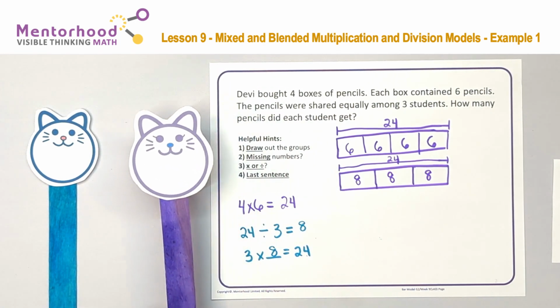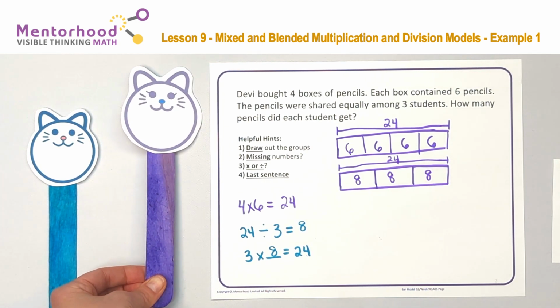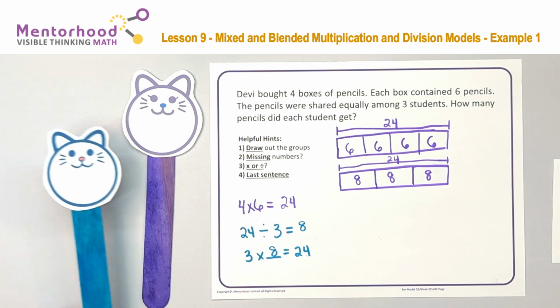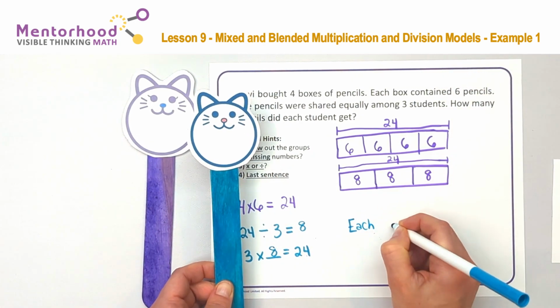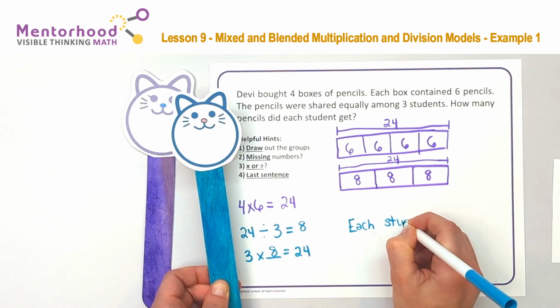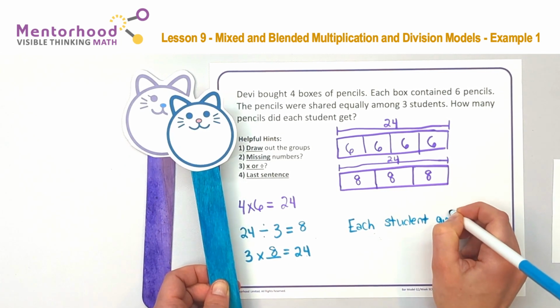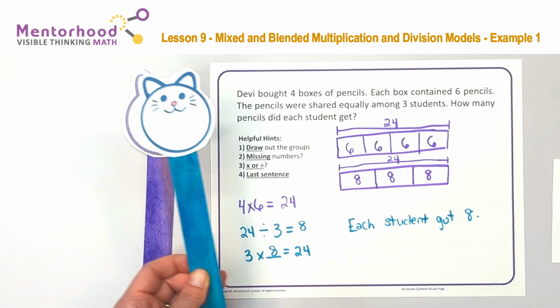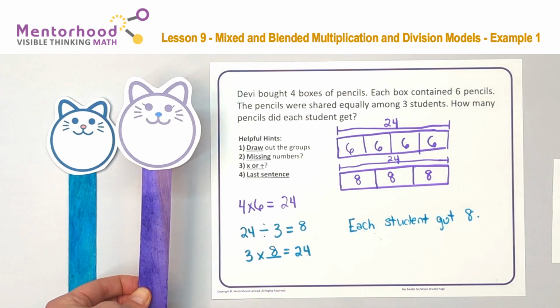Okay, let's write a sentence. Matthew, go ahead and write a sentence to explain what we'd found out. Okay. Each student got 8. Great job! We did it!